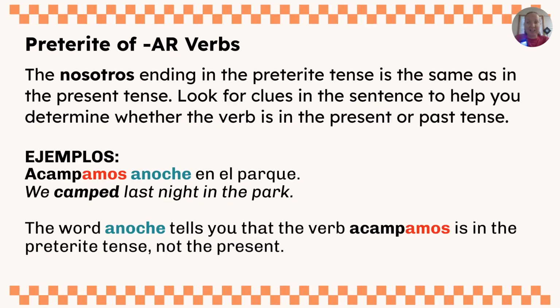Now, you may have noticed that the nosotros ending in the preterite tense is the same as it is in the present tense. What you need to do is look for clues in the sentence to help you determine whether the verb is in the present or in the past tense. Our example we have here is we camped last night in the park. Acampamos anoche en el parque. So even though the verb endings are the same in both the present and the past tense, the word anoche tells you that the verb acampamos is in the preterite tense and not the present tense, because the word anoche means last night.